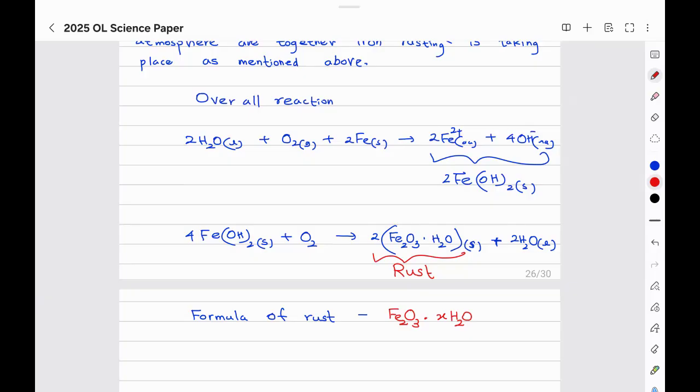Cathodic protection means galvanizing and making alloys. In cathodic protection, we connect that iron with highly reactive metals in the activity series, like aluminium and magnesium, which are more reactive than iron. Then the iron metal is protected. That is known as cathodic protection.